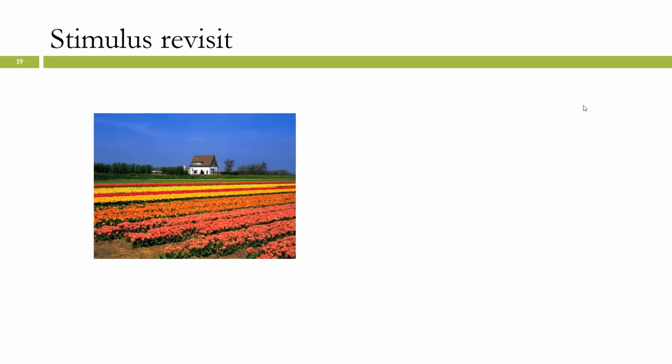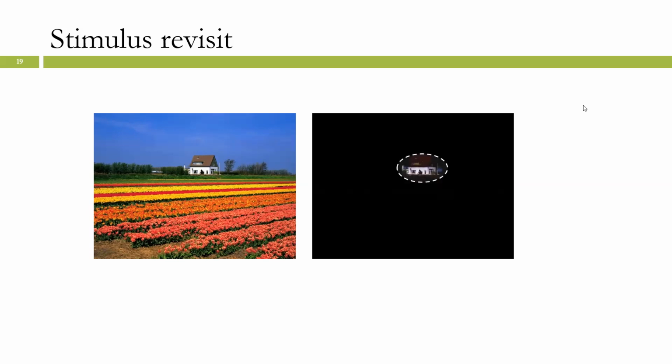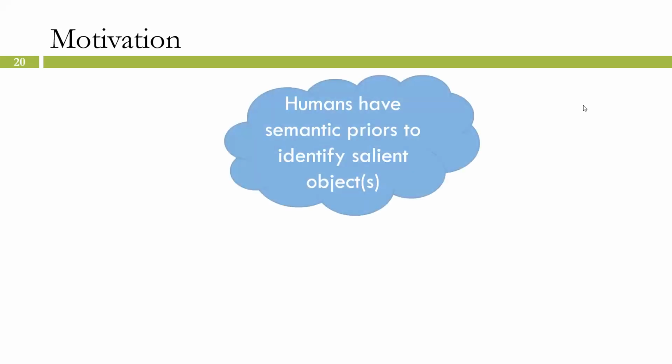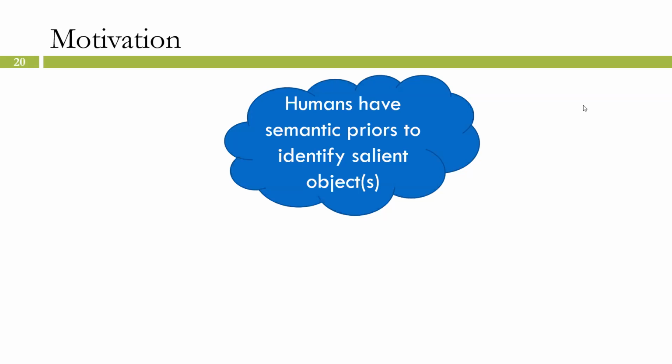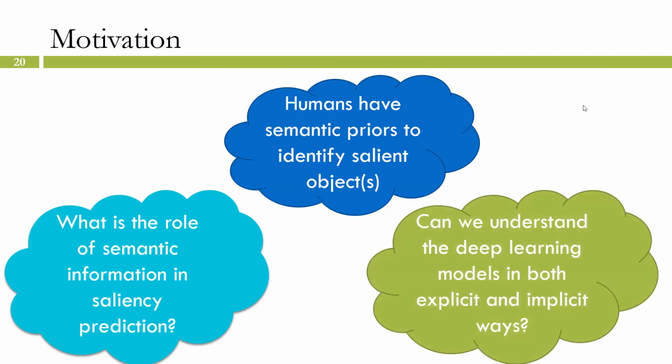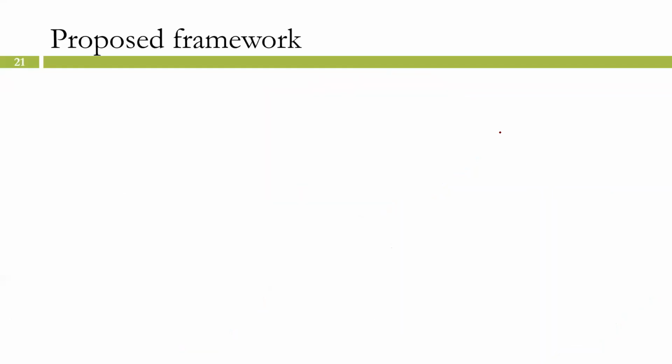Well, what if I show you this one? In this one, the salient object is the house. What happens here? The thing is, when humans like us annotate the data to define which one is the salient object, we have the priors, semantic priors, to identify which one is the salient object and which one is not. And what is the role of the semantic information in saliency prediction? We have to figure it out. Also, can we understand the deep learning models in both explicit and implicit ways? So we have a proposed framework for this problem.